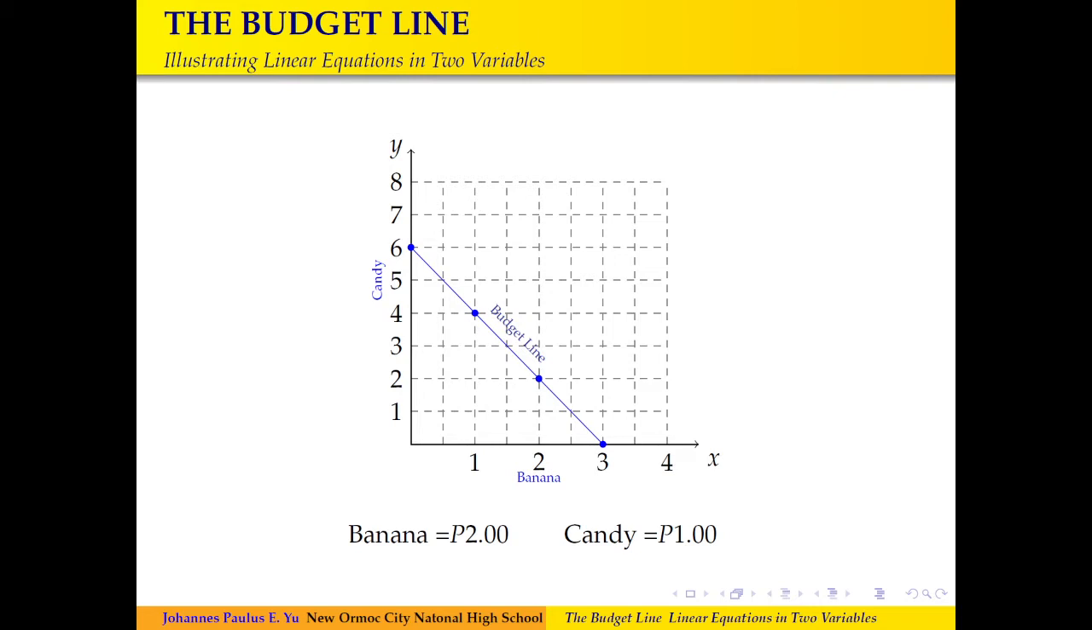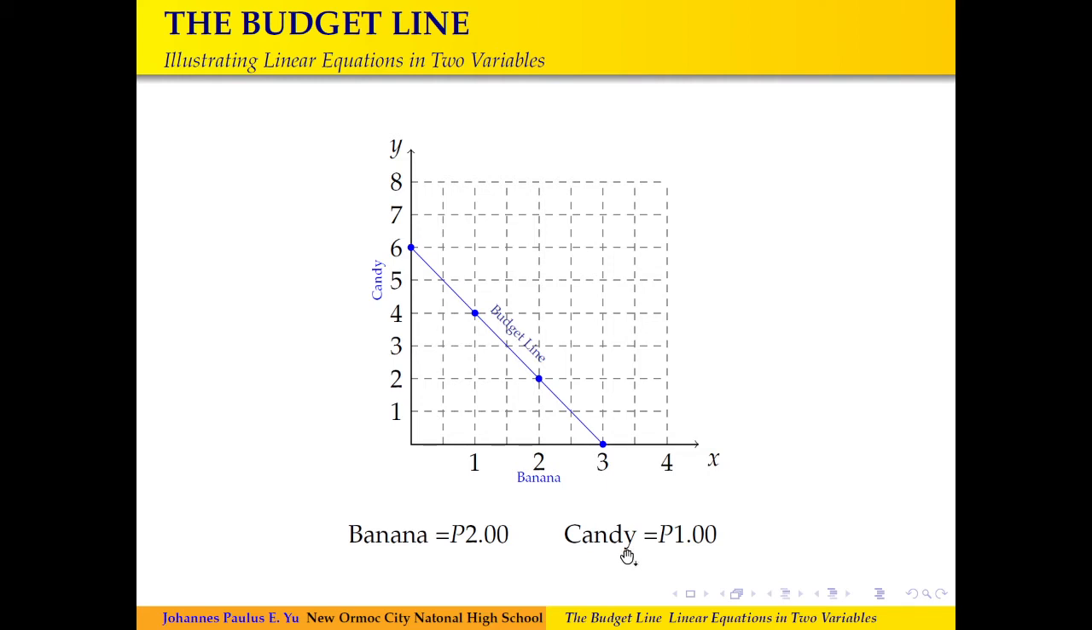In this graphical presentation you will be able to see the following. First, the commodities, or goods, which are candy and banana. Second, the prices. Banana is 2 pesos. Candy is 1 peso. Let's grant that as the situation.